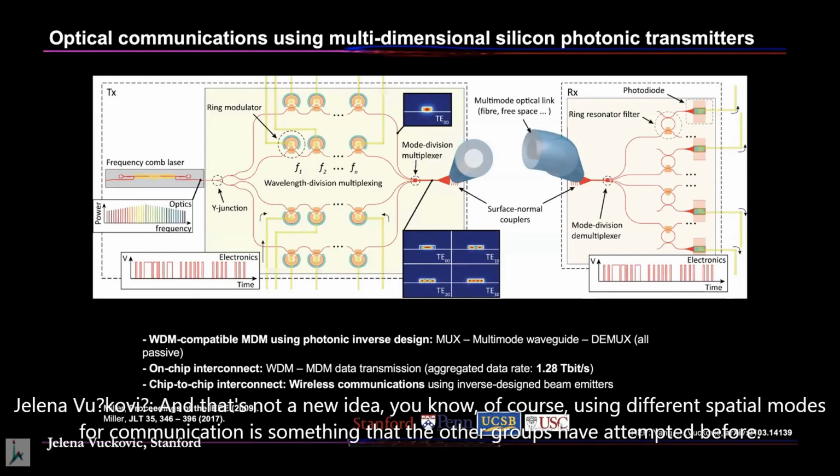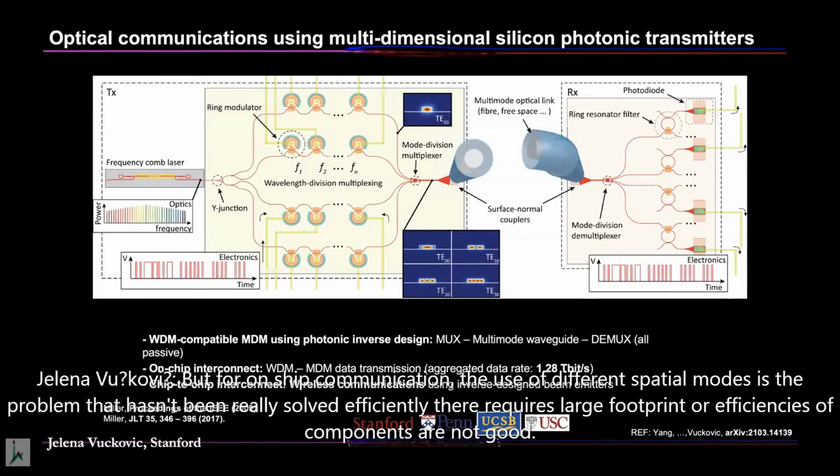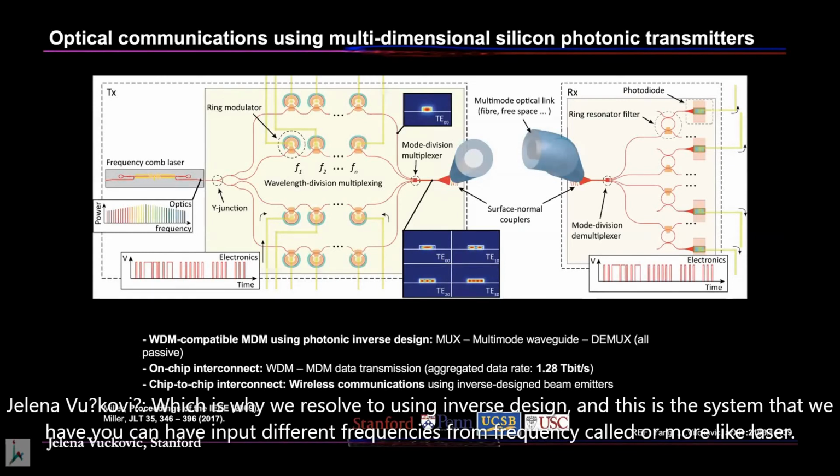Of course, using different spatial modes for communication is something that other groups have attempted before. But for on-chip communication, the use of different spatial modes is a problem that hasn't been really solved efficiently. It either requires large footprint or efficiencies of components are not good, which is why we resorted to using inverse design. And this is the system that we have.